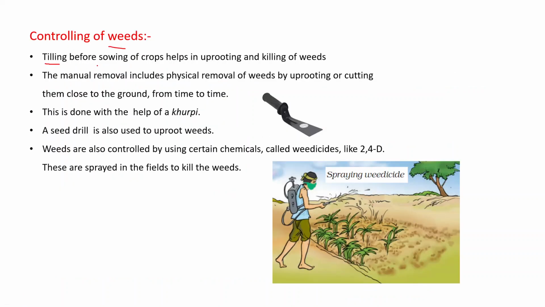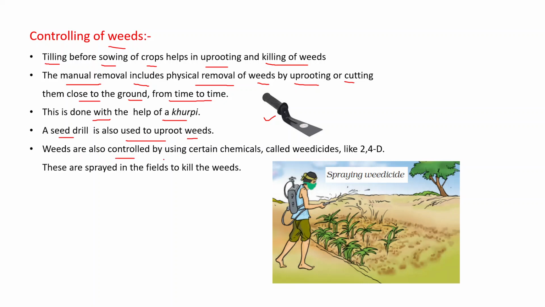Tilling before sowing of crops helps in uprooting and killing of weeds. The manual removal includes physical removal of weeds by uprooting or cutting them close to the ground from time to time, and this is done with the help of a khurpi like this. A seed drill is also used to uproot weeds.